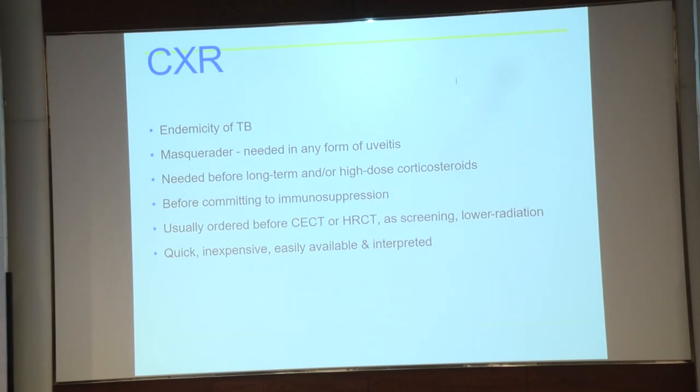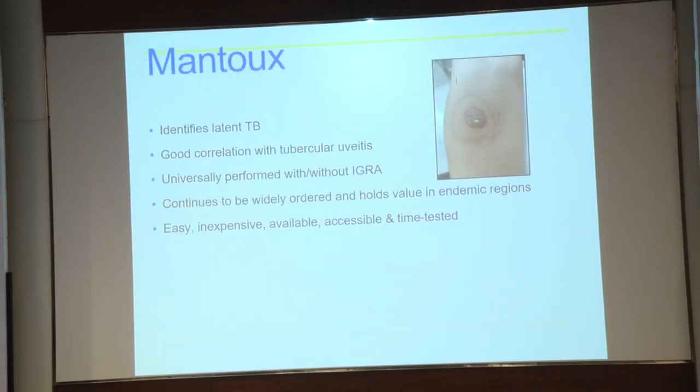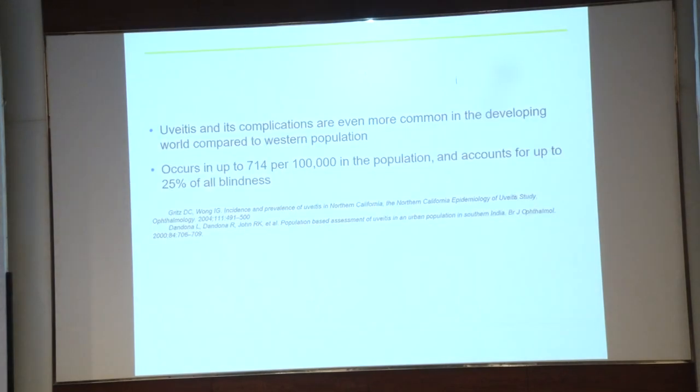Chest X-ray is routinely done as a screening tool before starting high-dose corticosteroids or committing to immunosuppression, and often ordered before CECT or HRCT as a screening, since it's a lower radiation test. Mantoux again identifies latent tuberculosis, has good correlation with the uveitic process, is universally performed with or without IGRA, and continues to be widely ordered and holds value in endemic regions.